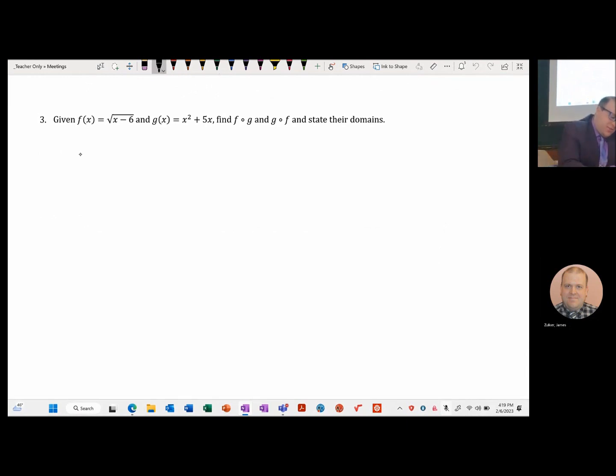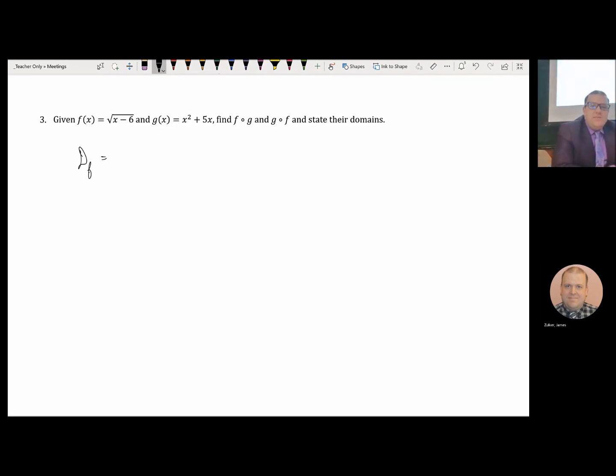And again, we're going to want domains. So let's just start by finding the domain of f and the domain of g. What is the domain of f? Close interval 6, open interval infinity.